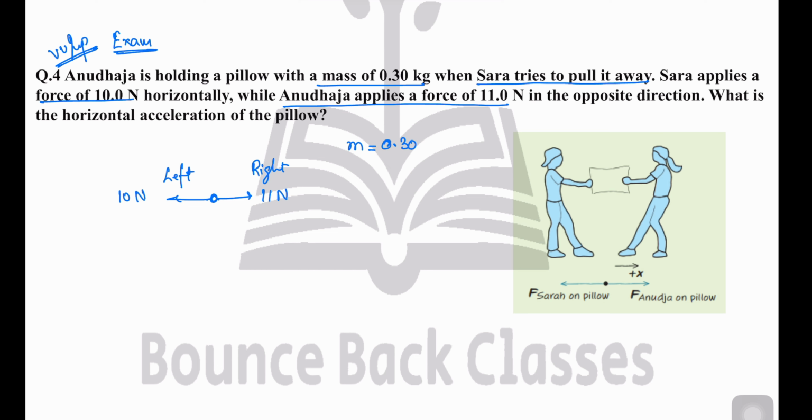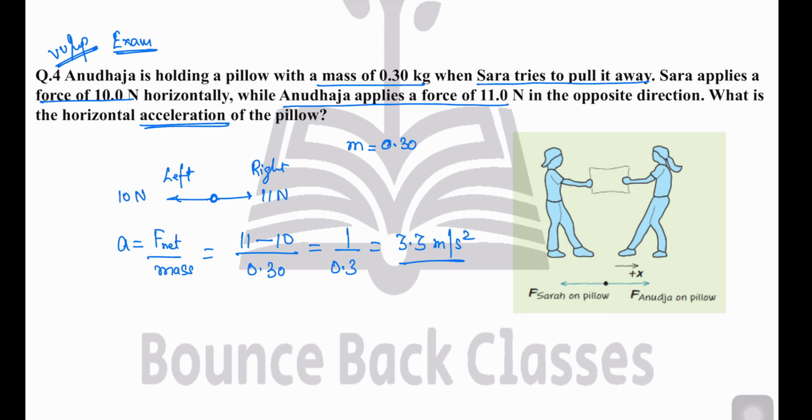What is the horizontal acceleration? First step, acceleration is F net divided by mass. Yes or no? What is F net? 11 minus 10 divided by 0.30. 1 over 0.3, which is equal to 3.33 meter per second square. And there is a very high chance that you will get the same question in your exam.